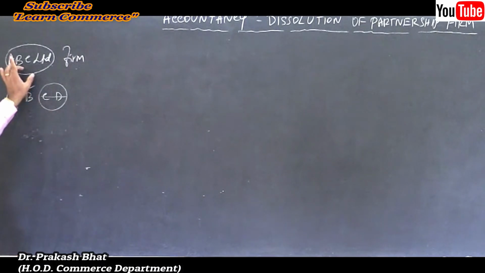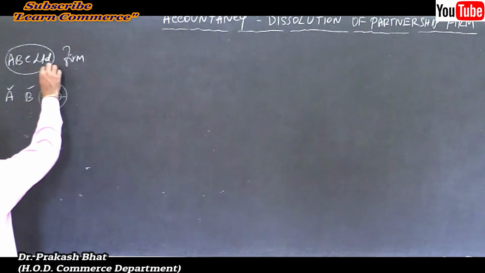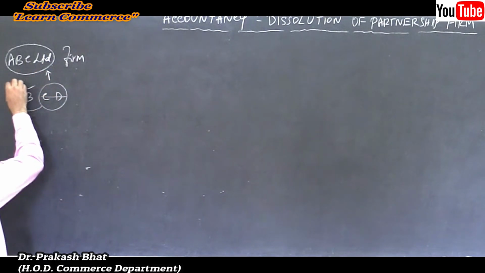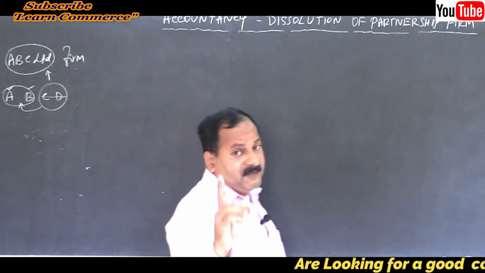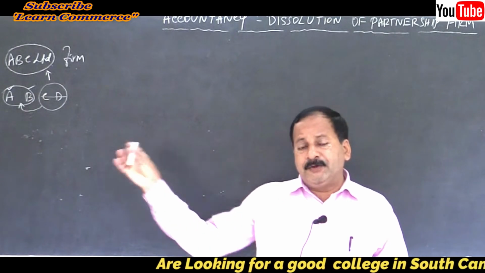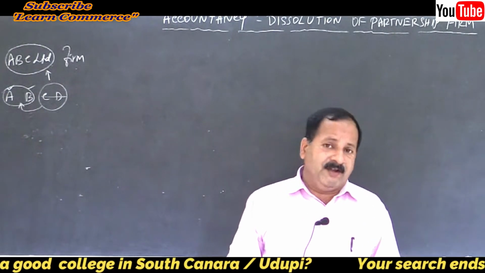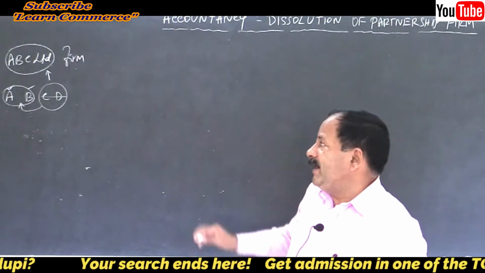The relation between ABC Limited and CD gets terminated. The relation with the firm and the relation with the partners, both get terminated. That is business relation only. I am speaking about business relation. They may sit together in the evening and have a cup of coffee in a restaurant. That is a different issue, personal relation, isn't it? But business relation comes to an end here.